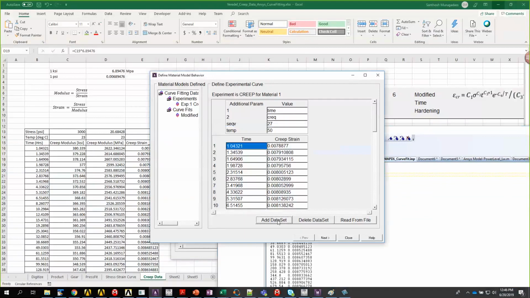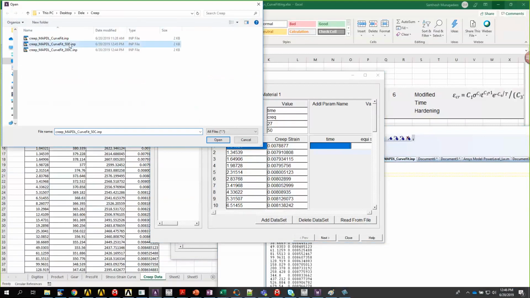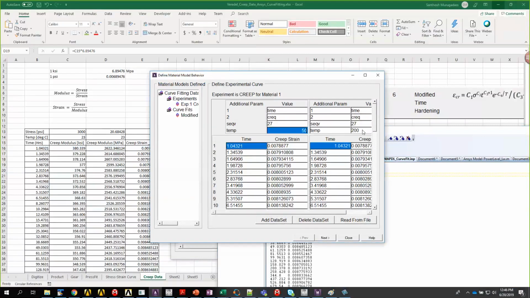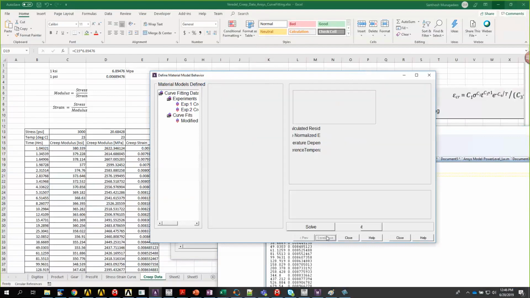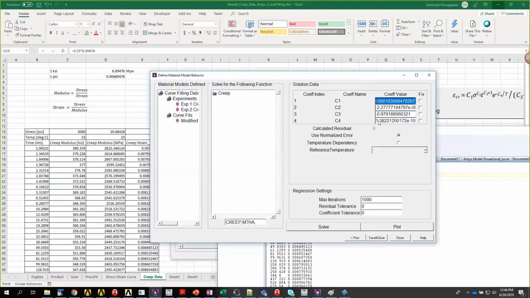You can add another set, add a data set. It will ask you to browse for that file. Okay, you can browse this file. This is for 50. Eventually, you are going to have a different data here. Then you can go next, but this time this is not going to be 0. Yeah, correct, that's automatic.